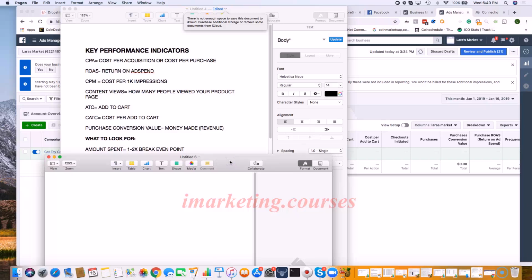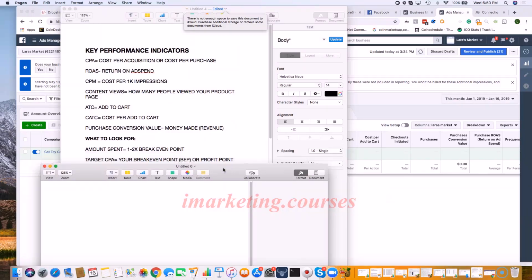You want to make sure that on each ad set, you're spending 1 to 2 times your break-even point. So if you have a product, your profit is $20, you want to spend $20 to $40 on each ad set. I usually spend 1.5, 1.75. If I don't have any sales on that ad set by that time, I kill the ad set.